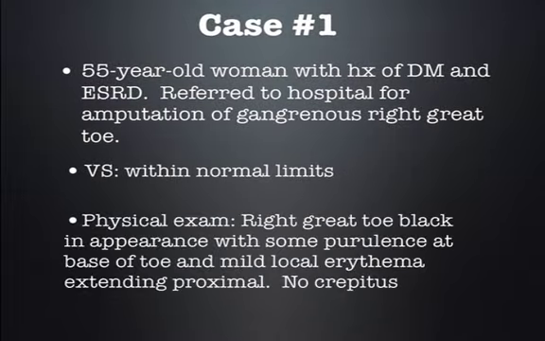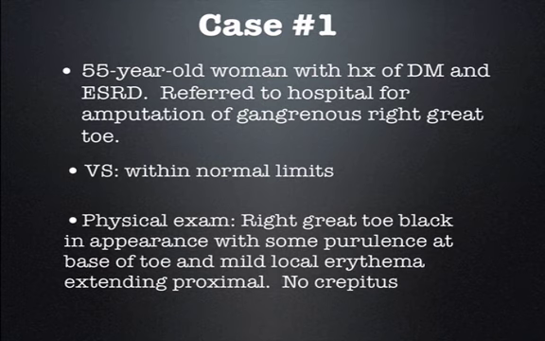Okay, so let's do some practice cases. Each one of these cases, I'm going to give you three, are real cases from our department. So case 1. This is a 55-year-old woman with a history of diabetes and end-stage renal disease. She's referred to the hospital for amputation of a gangrenous right great toe.